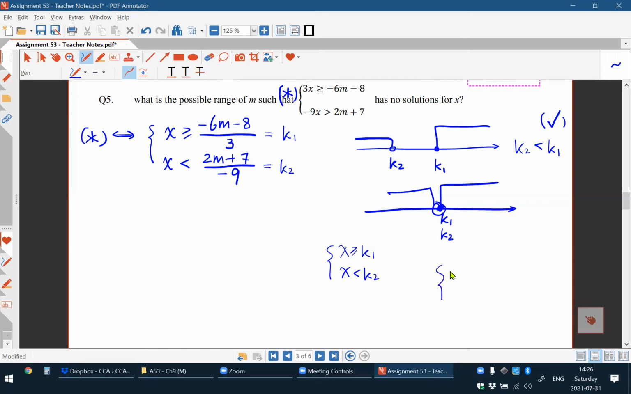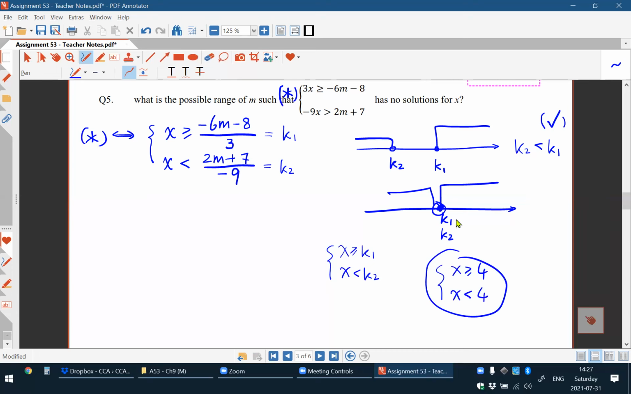Okay, I'll give you another example. If X is greater than or equal to 4, let's say 4, and X at the same time should be less than 4. Any solution for the system? There is no solution, right?